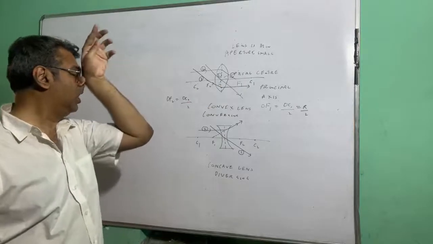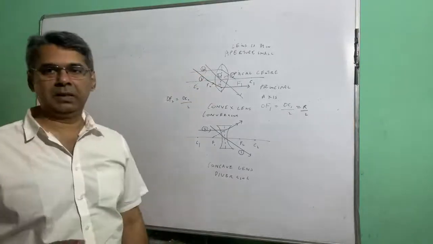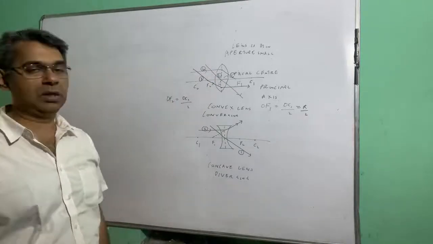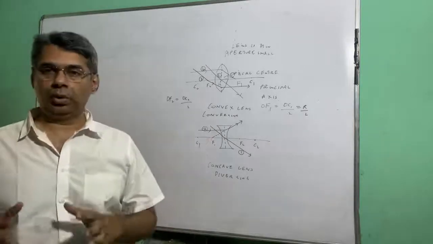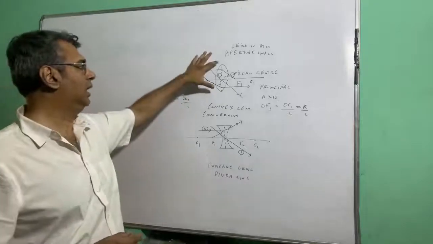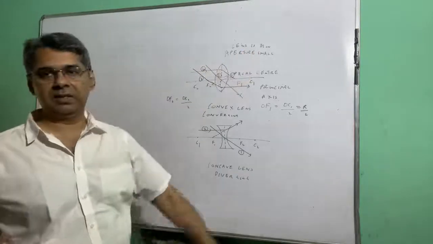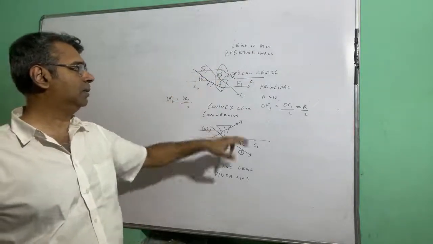What is the speciality of optical center? If a ray is going through optical center, it will not refract, it will just go straight through. So that is how we can define optical center. But for this definition to hold, there are two assumptions in lenses: the end-to-end width of the lens is small, meaning aperture is small, and the lens is thin.